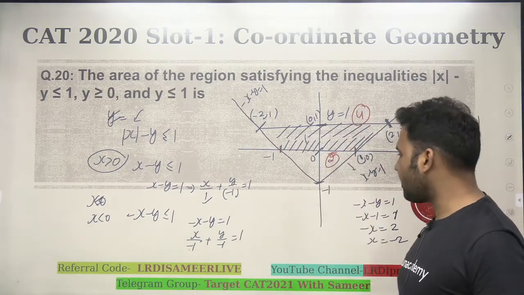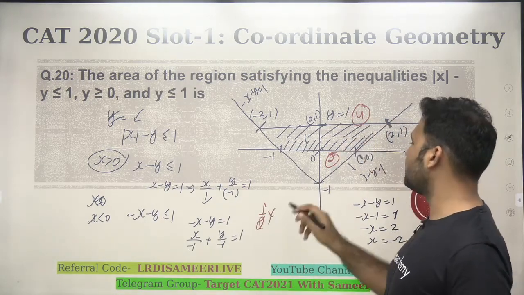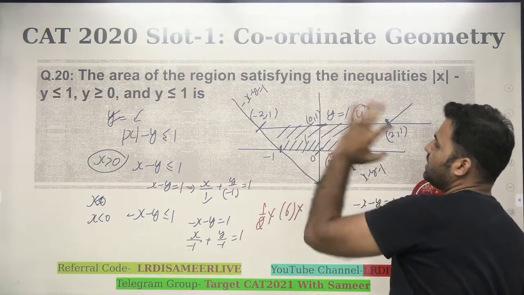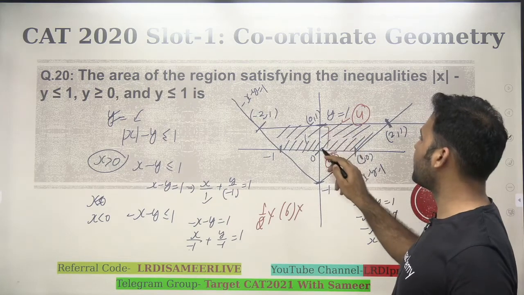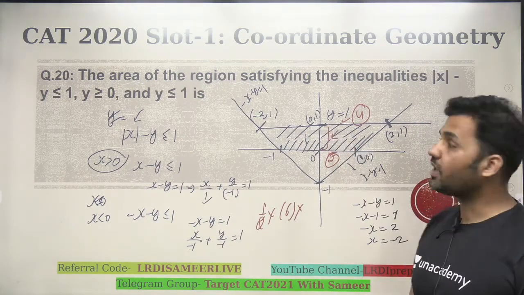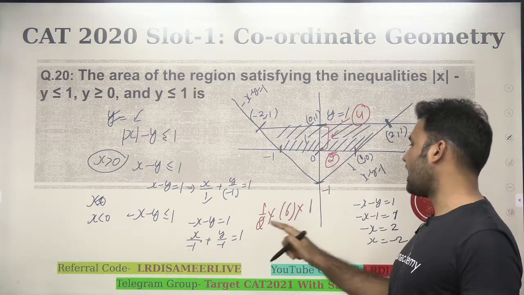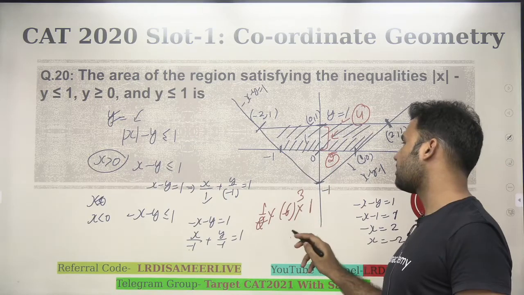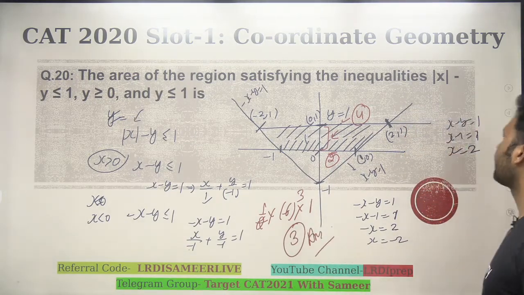Now, area of trapezium is half into sum of parallel sides, that is 2 plus 4, 6, multiplied by the distance between these two parallel lines. The distance between these parallel lines is represented by the ordinate y. So this height is 1. So half into sum of parallel sides into height. So the answer to the question will be 3. 3 is the correct answer of the question.